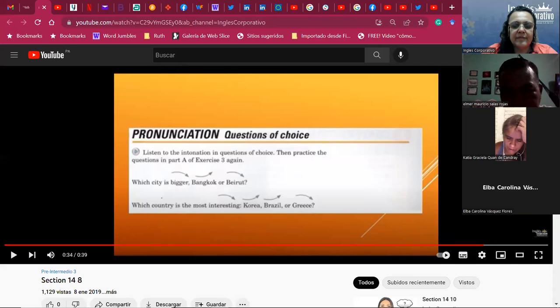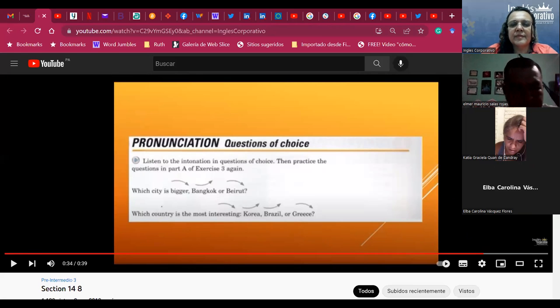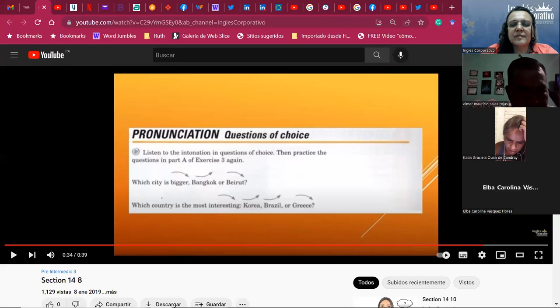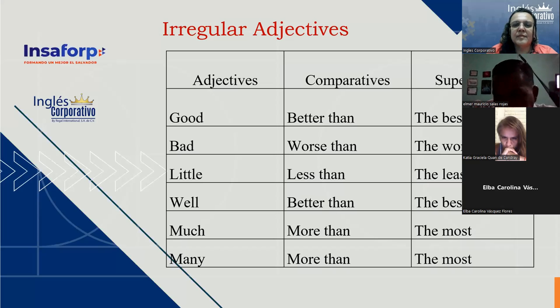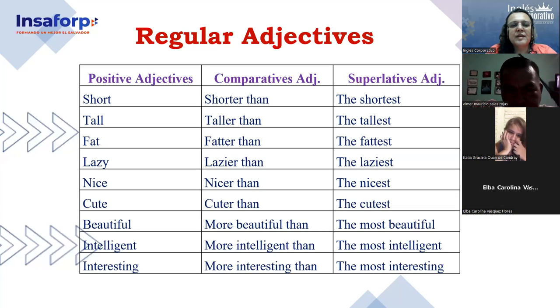Which country is the most interesting? Korea, Brazil, or Greece? Now, remember, those are the adjectives. These are the irregular adjectives. And these are the regular adjectives.